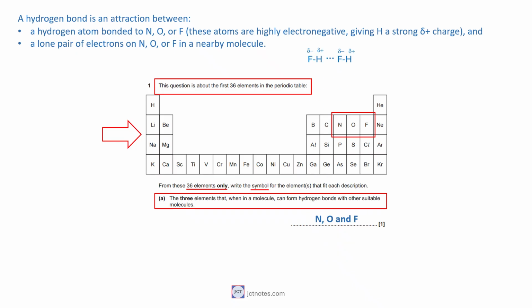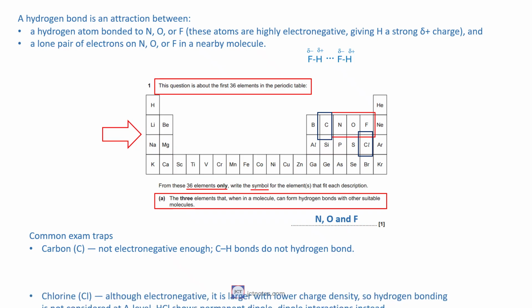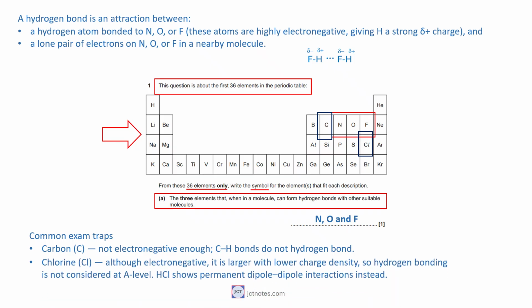There are some exam traps on this question: the carbon and the chlorine. The carbon is not electronegative enough and the carbon-hydrogen bonds do not form hydrogen bonds. Chlorine is electronegative, but it's larger and has a lower charge density, so hydrogen bonding is not normally considered. Instead, HCl shows permanent dipole-dipole interactions.